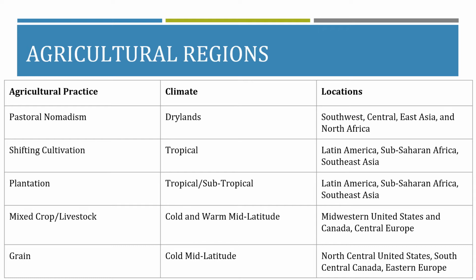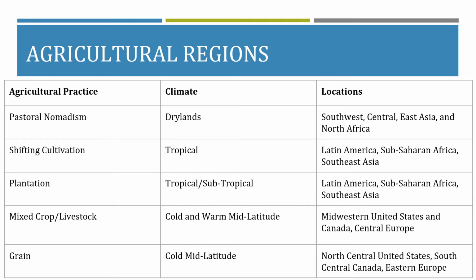The second type of agriculture that you need to know is also a type of subsistence agriculture. So again, this is people growing food to consume themselves. This is called shifting cultivation, and it's mainly found in tropical climates, which means near the equator. That's in Latin America, Sub-Saharan Africa, and Southeast Asia, right along the equator. What shifting cultivation entails is cutting down the rainforest, which is known as slash and burn. So you cut down all the trees, you burn all of the debris, and then you plant your crops there.